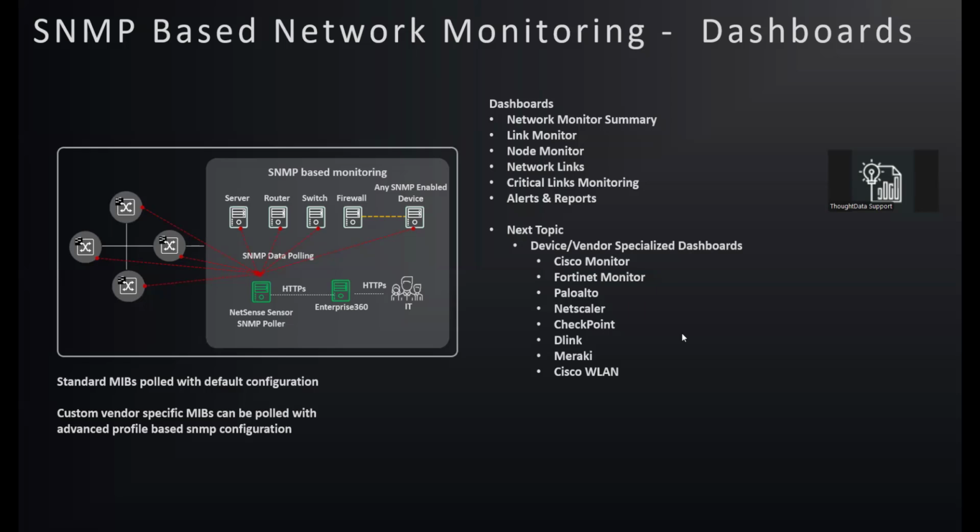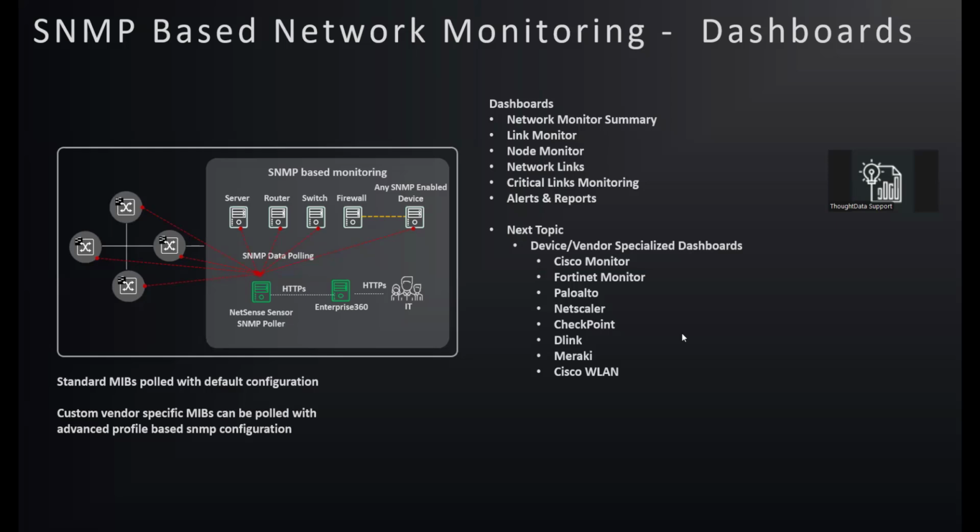Alerts and reports are a generic concept in Enterprise 360. It applies to network monitoring, infra monitoring, and all the monitoring inside Enterprise 360. We're going to take a look at alerts and reports at a very detailed level in a subsequent topic. But we're going to touch upon what kinds of alert capabilities are there in network monitoring in this session.